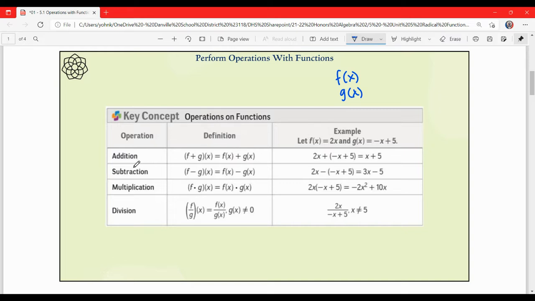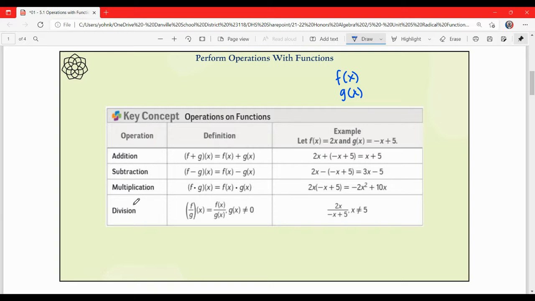We can also subtract functions, f minus g of x, and that's just doing f of x minus g of x. We can also multiply functions together, f times g of x, and that's doing f of x times g of x. And then finally, division.